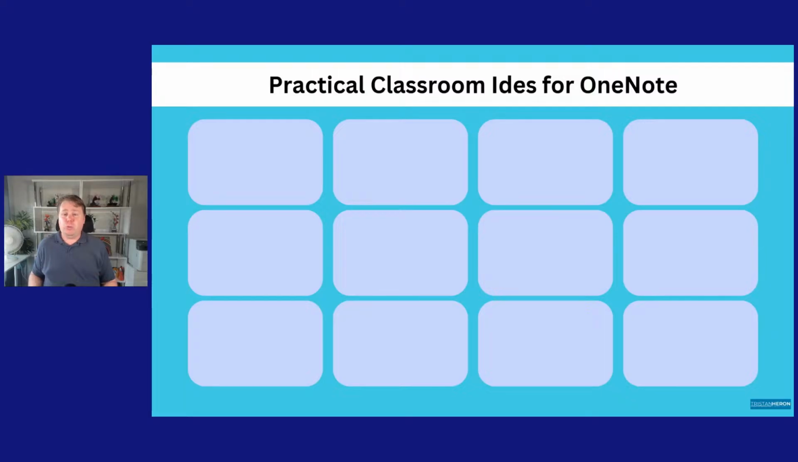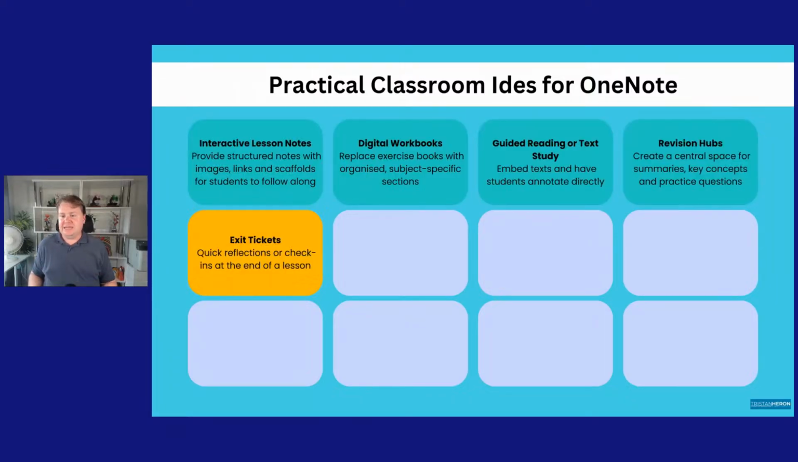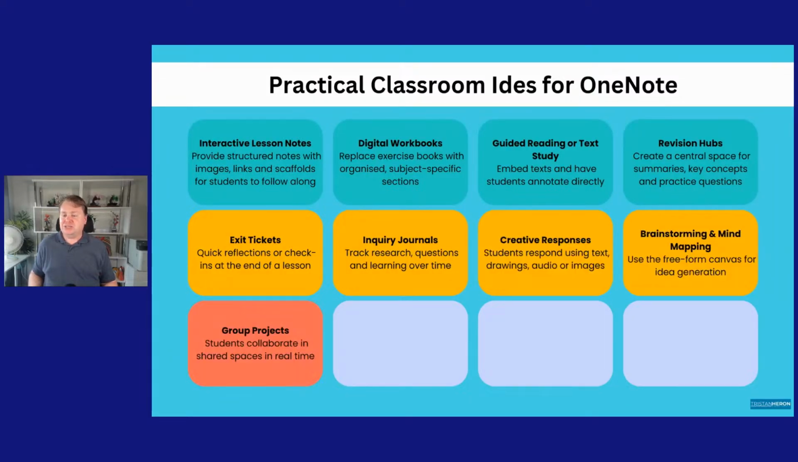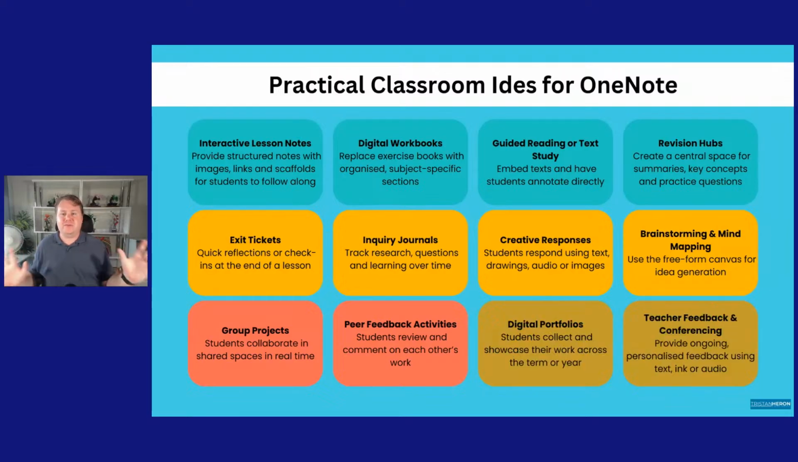But here are 12 ideas. I'm just going to pop these ideas up here now. And you're going to have a look and go, Tristan, why are they different colored? So we've got a couple of different kinds of ideas here. We've got some kind of interactive workbook type activities. We've got exit tickets. We've got inquiry journals and things like that. So we do have that there as well.